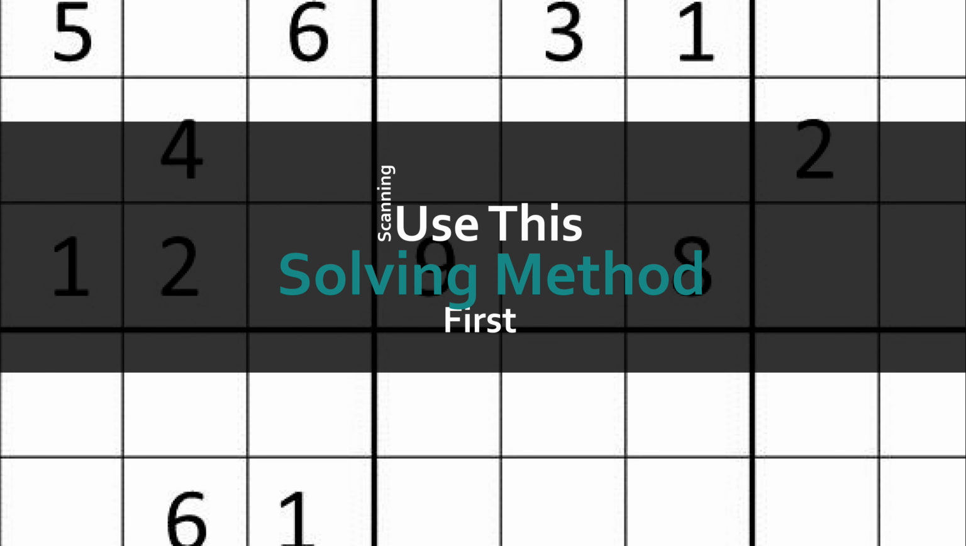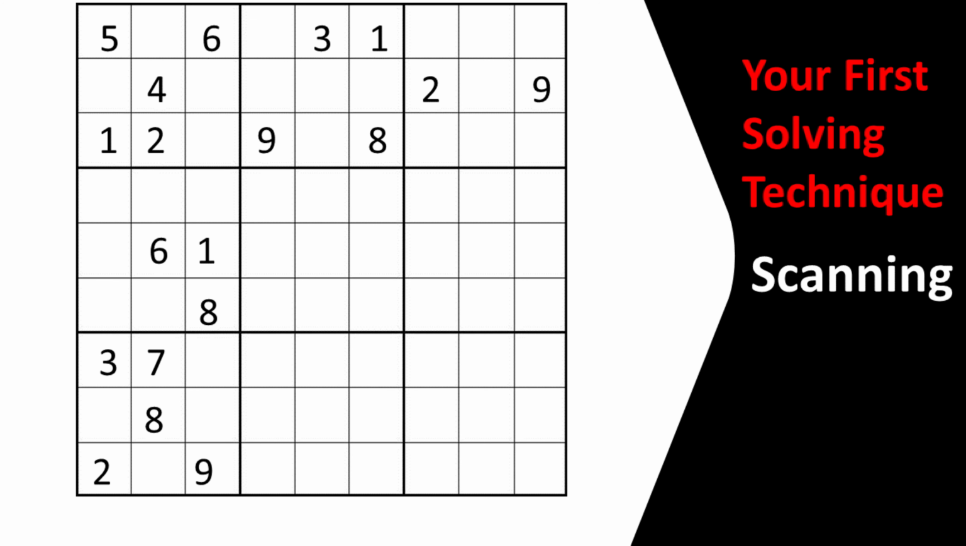The first technique that is typically used to solve a Sudoku puzzle is called scanning. Scanning means looking for opportunities to place numbers. The scanning method is easy, and it's the first thing you should do when you start a puzzle. Let's see how it works.